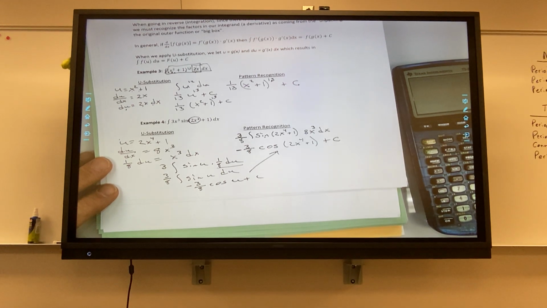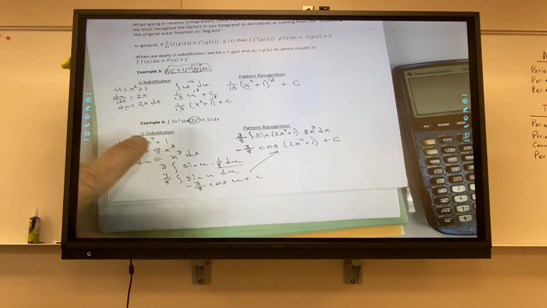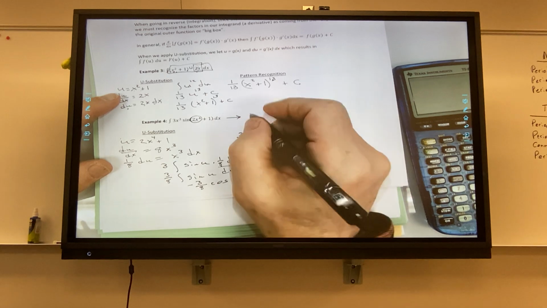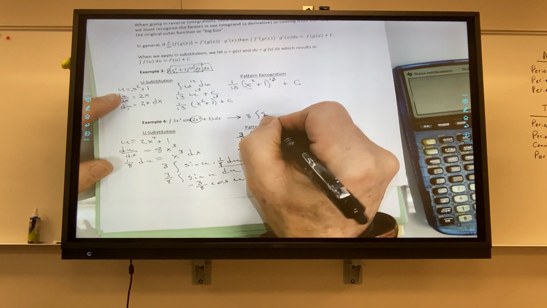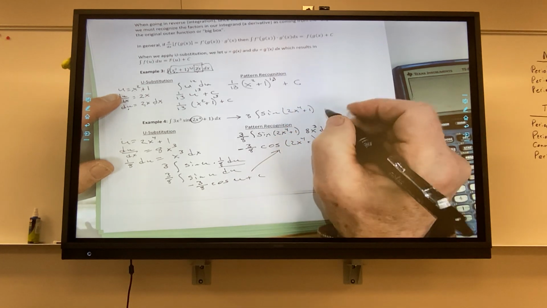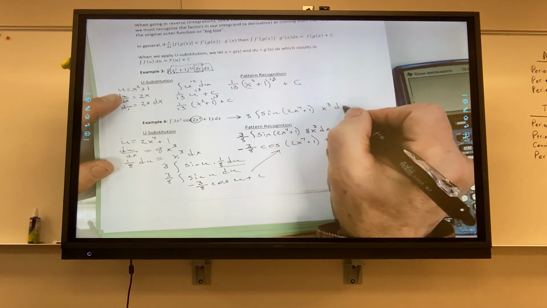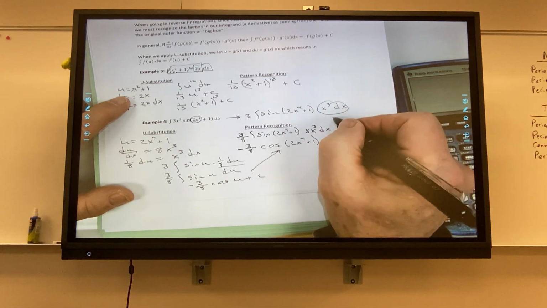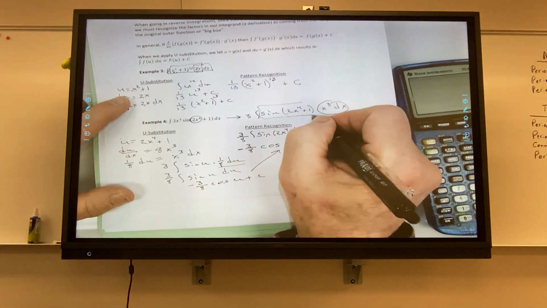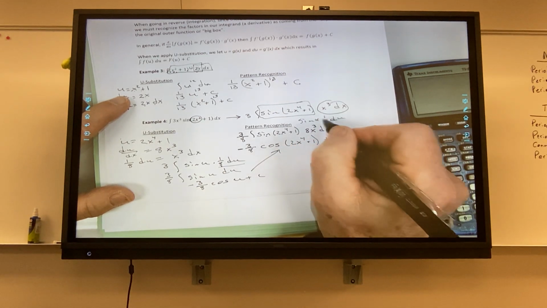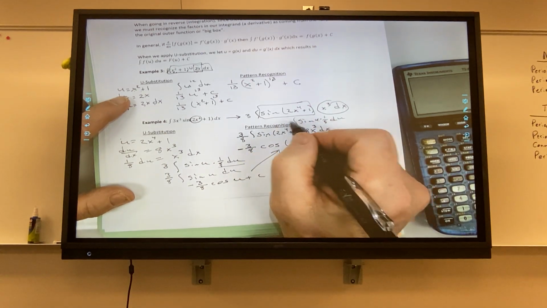Yes, ma'am? Why do we divide by 8 so it turns into 1/8 du? Because I don't have an 8 here. So what I kind of did, I should have said I bring that 3 out here. I have sine of 2x to the 4th plus 1 x cubed dx. So I can replace this with du. I can replace this with the sine of u. And then I keep the 3 there.